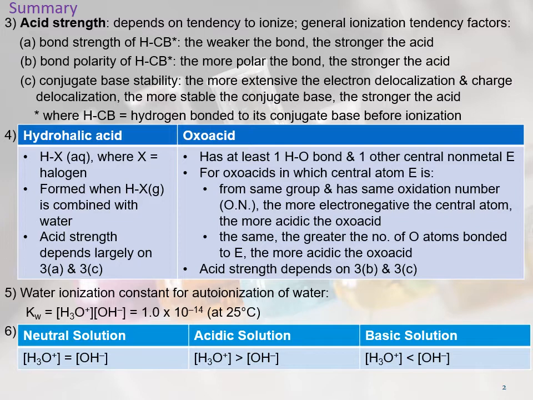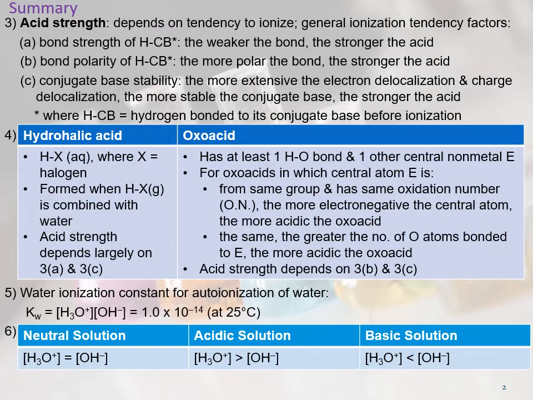An oxoacid has at least one HO bond and one other central nonmetallic atom E. For oxoacids in which the central atom E is from the same group and has the same oxidation number, the more electronegative the central atom, the more acidic the oxoacid. For oxoacids in which the central atom E is the same, the greater the number of oxygen atoms bonded to E, the more acidic the oxoacid. Acid strength of an oxoacid depends on bond polarity and conjugate base stability.